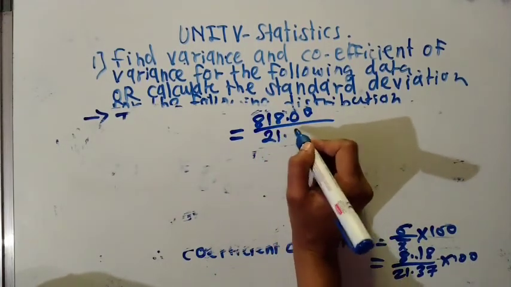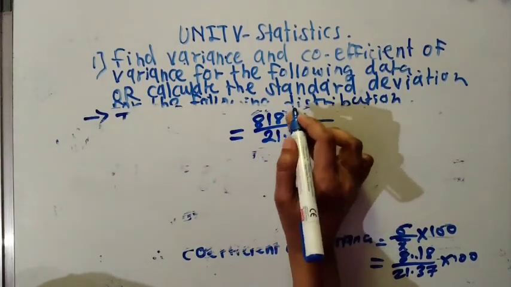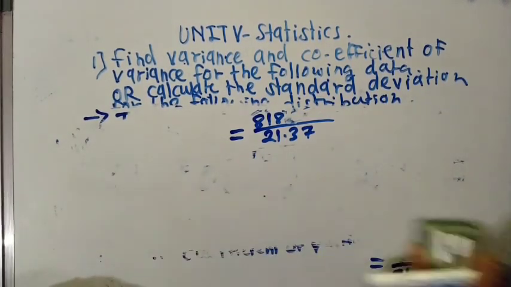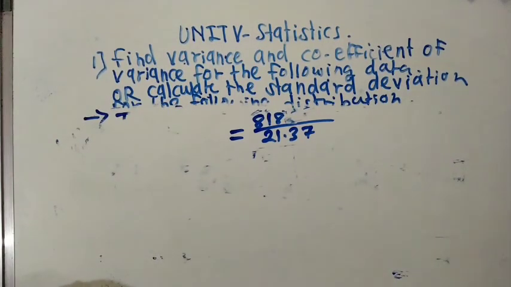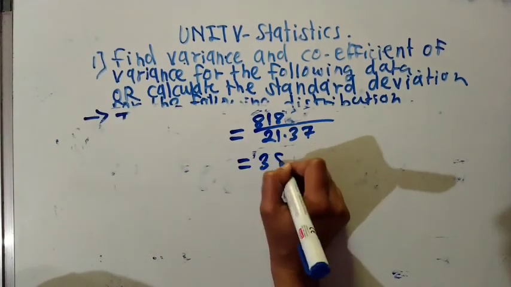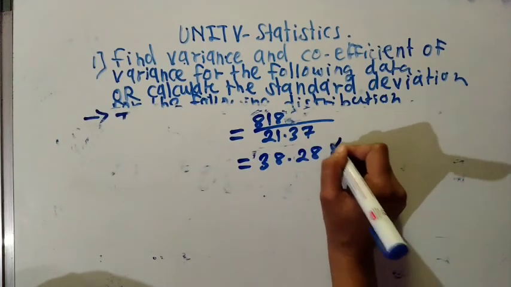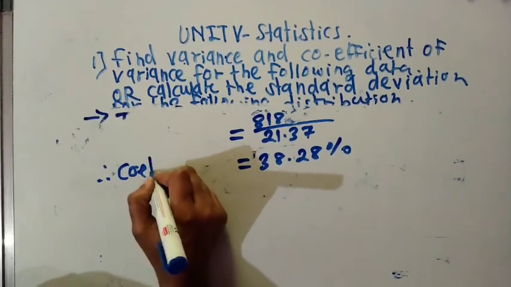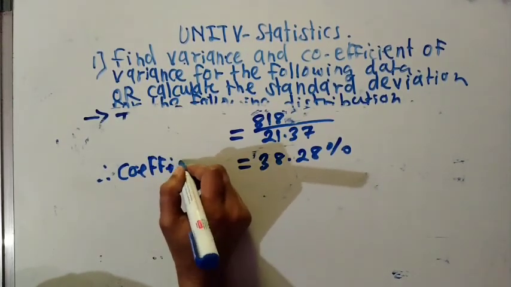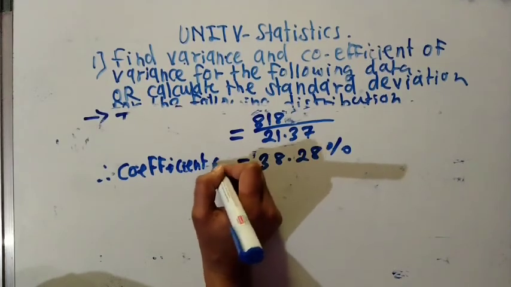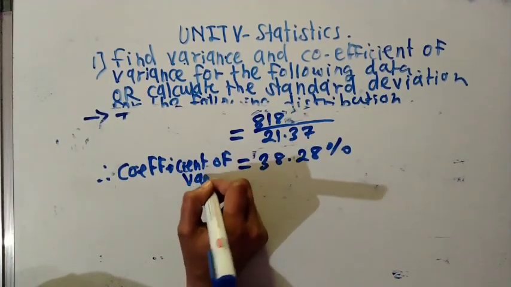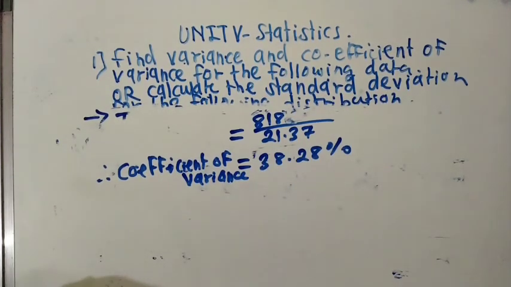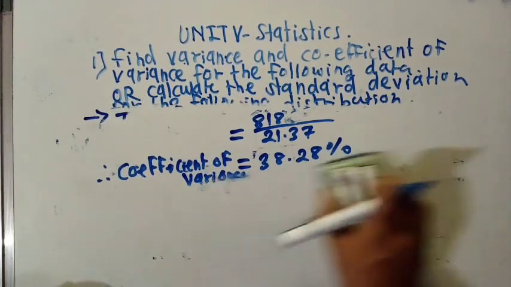So 818 upon 21.37 is equal to 38.28%. Hence the coefficient of variance is equal to 38.28%.